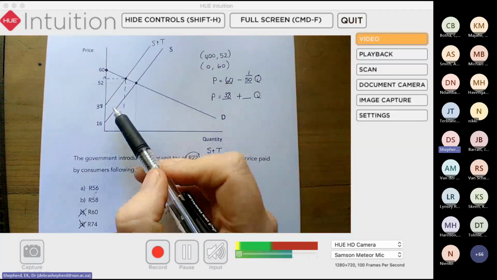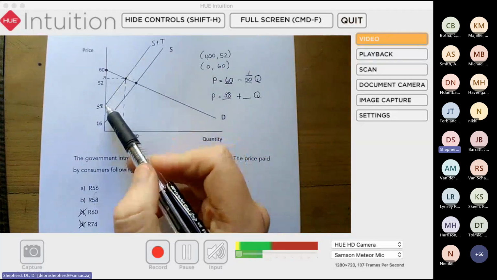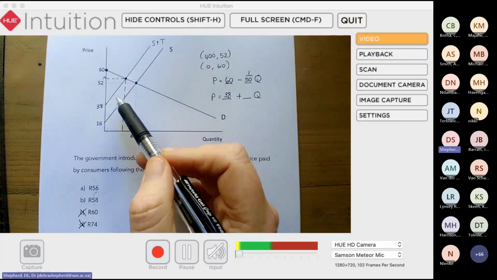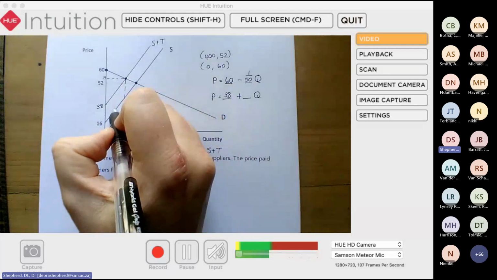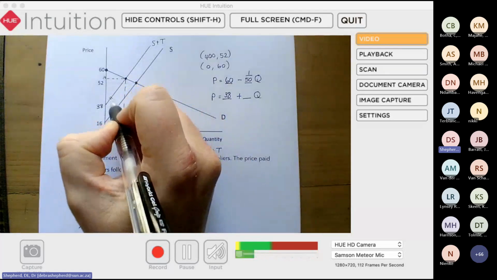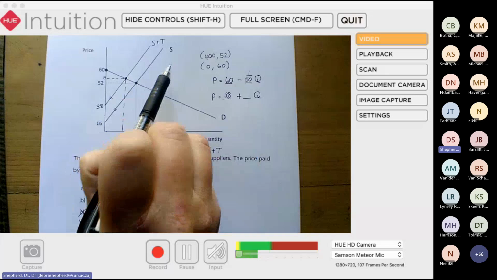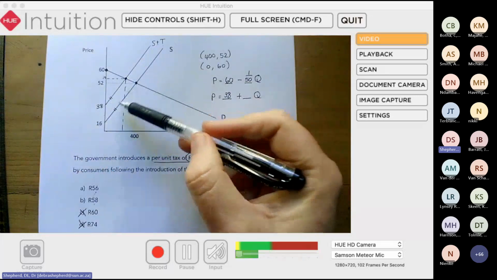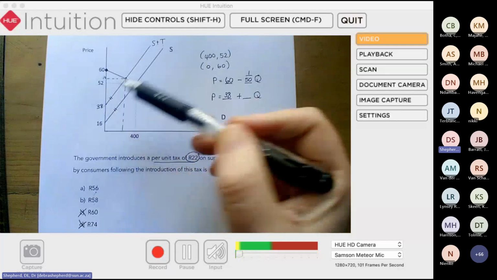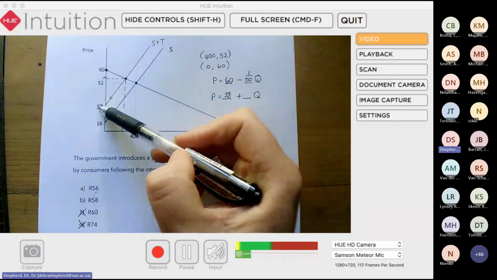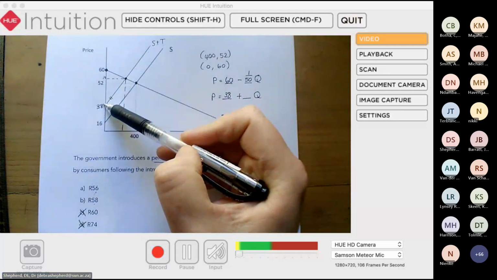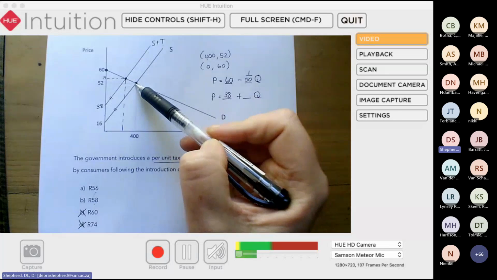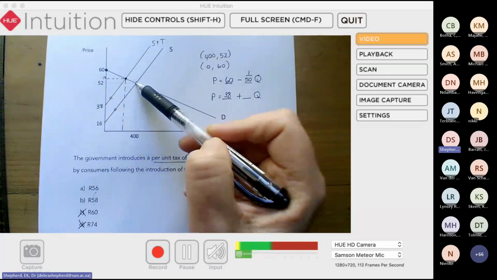Okay, now how would I find the slope of my supply plus tax curve? So recognize that these two curves are parallel to each other. The supply curve and the supply plus tax curve are parallel. So if I know the slope of my supply curve, I also then know the slope of my supply plus tax curve. I also have 2 points on my supply curve.